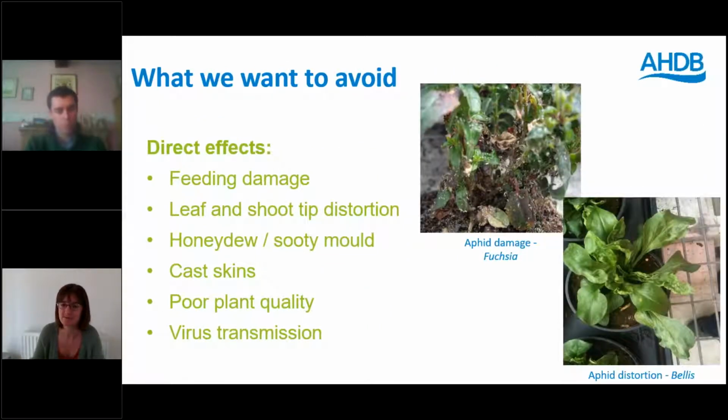So this is what we want to avoid, and I know that we all pretty much know the kind of damage that we see from aphids, but just to reiterate what they can do if you don't notice that there's a problem until it's a bit too late or until the population has really started to grow. In terms of the direct effects, you can get the actual feeding damage, which in turn leads to leaf and shoot tip distortion. You can see this image here of the aphid distortion on the bellis, where those leaves in the centre are really starting to look quite distorted. And if the plant doesn't grow away from that, then that might lead to an unmarketable crop.